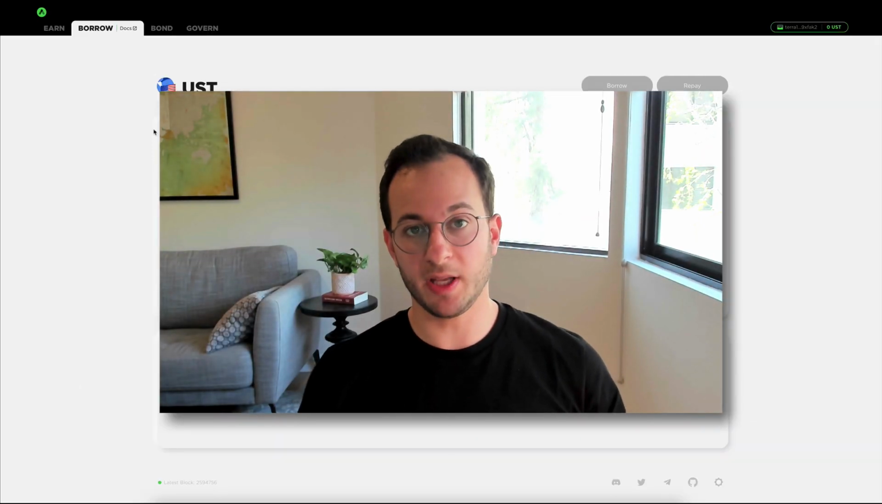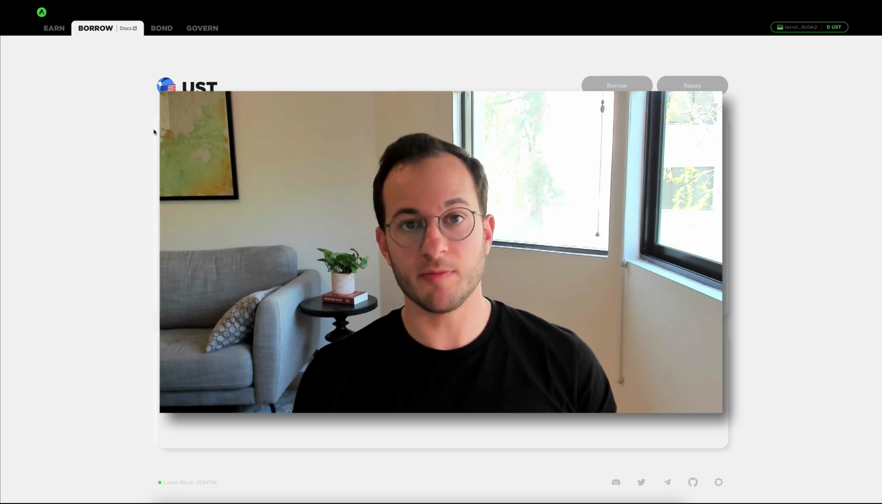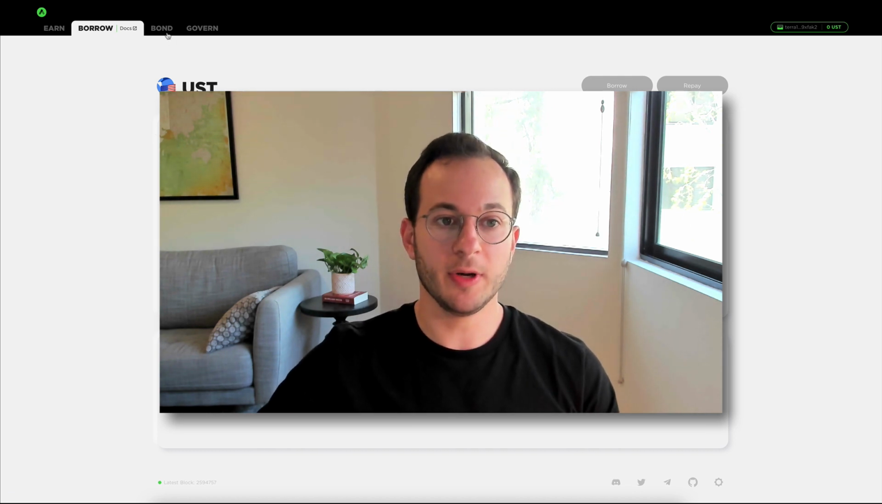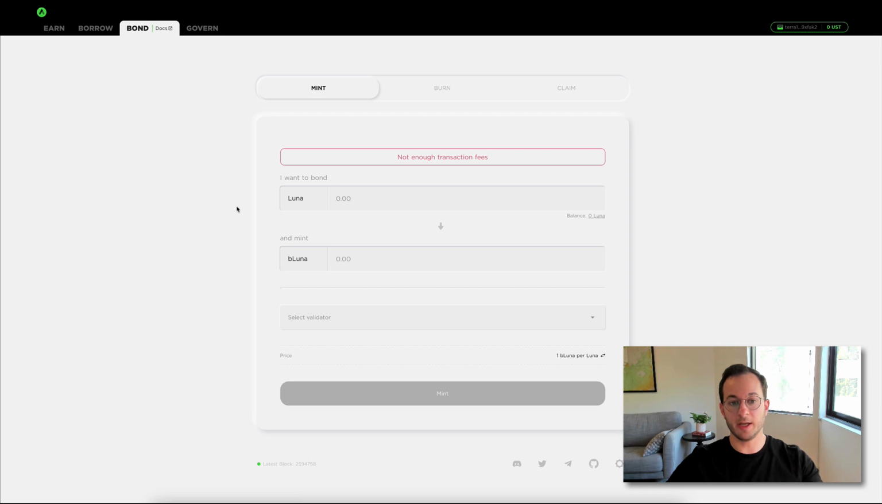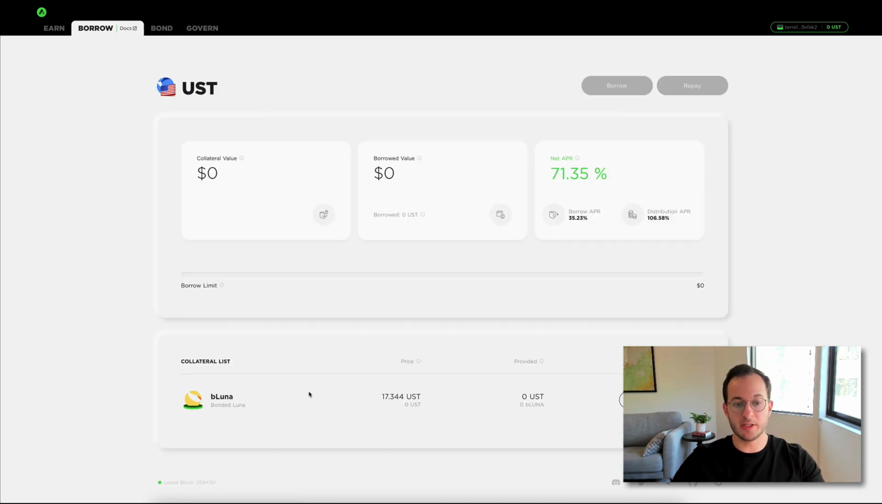Now, if you are a big believer in Luna and the Terra protocol, one option here is to basically bond up your Luna, which means bLuna or bonded Luna. What you would do then is stake your bLuna token as collateral, and you could borrow UST against that and actually get paid in the ANC token to borrow.